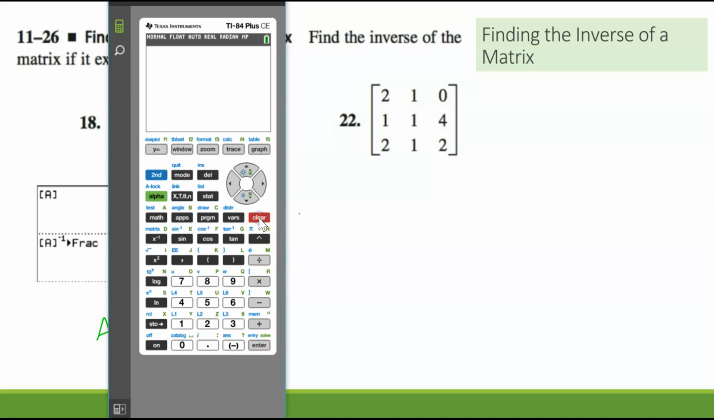We're going to clear the screen out. I'm going to go in and see what I put into matrix A. Double check. Everything looks good. So then I say second matrix A, inverse. Most of these do have a lot of fractions, so I just automatically say answer in fraction. Hit enter, and there's A inverse.